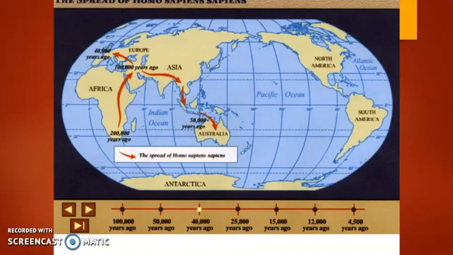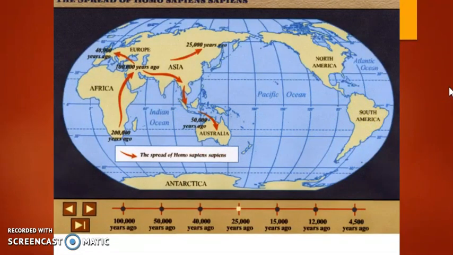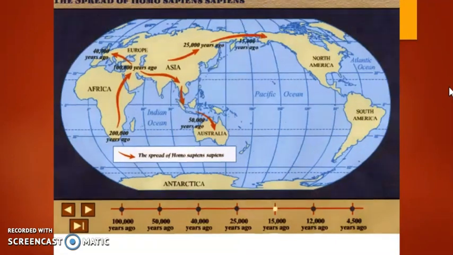So we see up here where we have our labels 100,000 years ago, into Europe 40,000 years ago, and 50,000 into Australia. Then we're going to continue on further, and you can see that mankind spreads into northeastern Asia, and then they're actually going to cross over into North America. Now this is possible thanks to what is known as a land bridge.